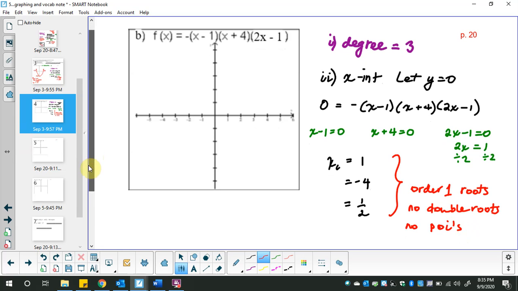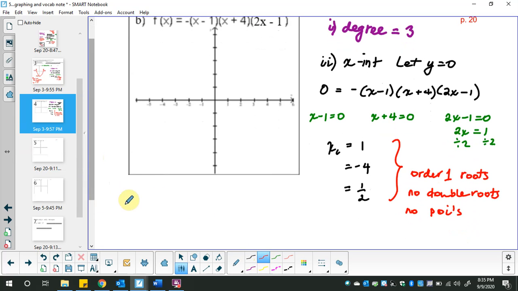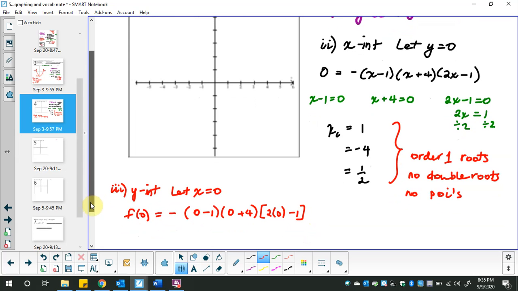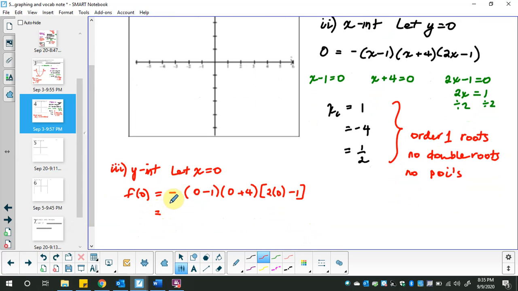Next up, let's find ourselves some y-intercepts. That means we're going to let x equal 0. So f of 0 equals negative bracket 0 minus 1, bracket 0 plus 4, bracket 2 times 0 minus 1. You can do as much or as little of this mentally, but it's amazing how the easy math is what kind of kills you. So I like to show my work.